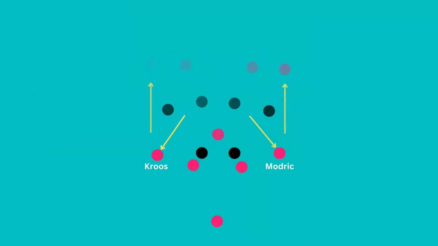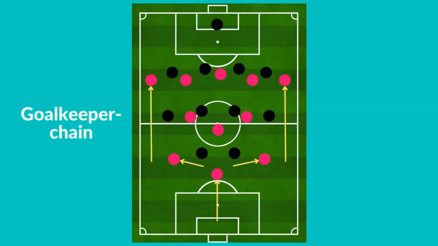A more radical method of increasing the first line and allowing the outside defenders to advance is the so-called goalkeeper chain. The goalkeeper is positioned between the 2 central defenders. He covers the central corridor of the field. There, he is integrated into the team's build-up play. The goalkeeper and the centre-backs can form a 3-man line in the first line.